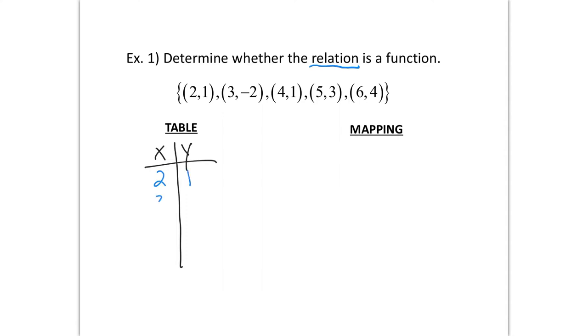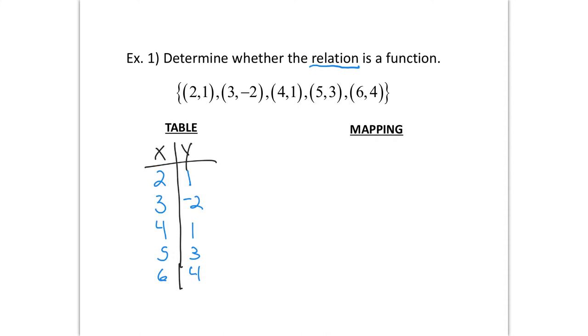My second point is (3, -2). My next one is (4, 1), the next one is (5, 3), and the last one is (6, 4). So I do have a table here. Now let's go ahead and do the mapping before I explain how you know it's a function.